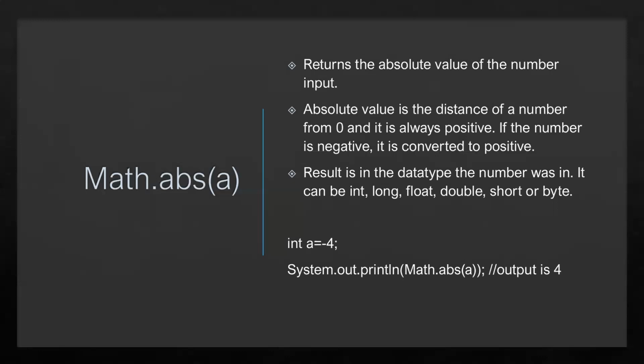The first one is Math.abs, which stands for absolute. This method returns the absolute value of the number input, which is basically the distance of the number from 0. And so the value is always positive, which means even if the number is negative, it is converted to positive. And the result is always in the data type in which the number was in. So here in the example, you can see int a is equal to -4. So the output will be an int value of +4.